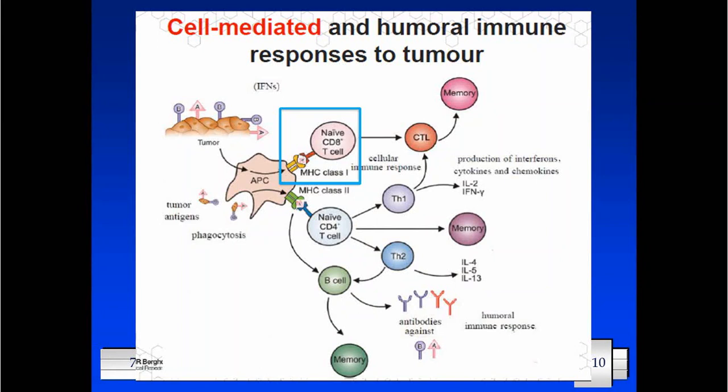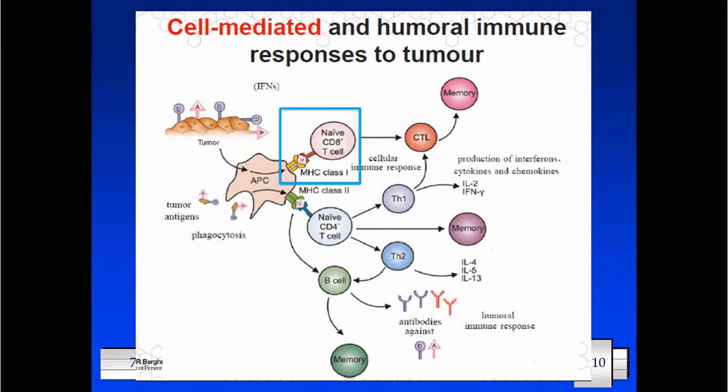This antigen is presented in association with MHC class 1 to the cytotoxic T lymphocyte, and then the cytotoxic T lymphocyte is activated and divides into many cells. Some cells are regarded as memory cells, other cells are regarded as activator or effector cells, and these cells will kill the tumor cells.